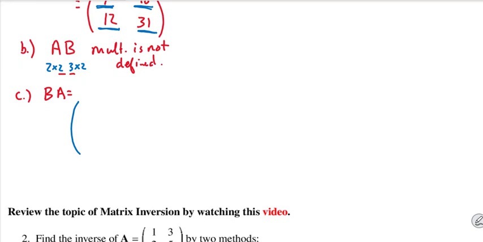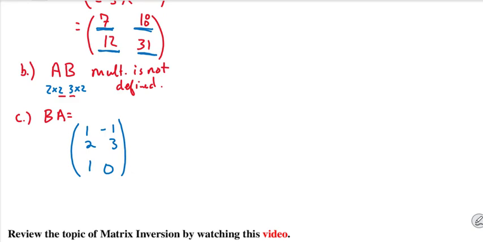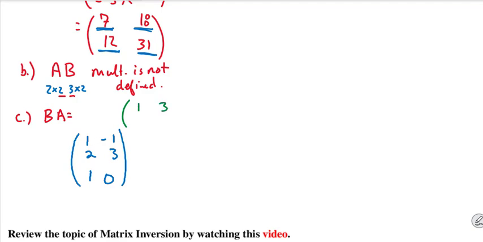So I'm going to copy down matrix B here. So it was matrix 1, -1, 2, 3, 1, 0. I'm going to put it a little bit lower, if you can see how I've oriented this. In fact, I'm going to lower it even a little bit more. And then let's go ahead and multiply it by matrix A, which was the matrix 1, 3, 2, 5.